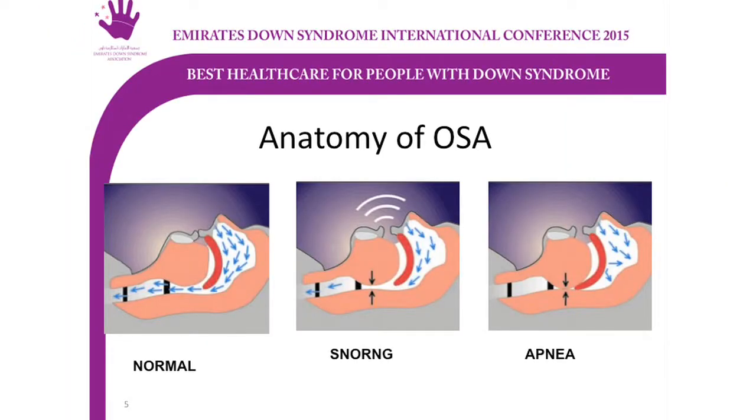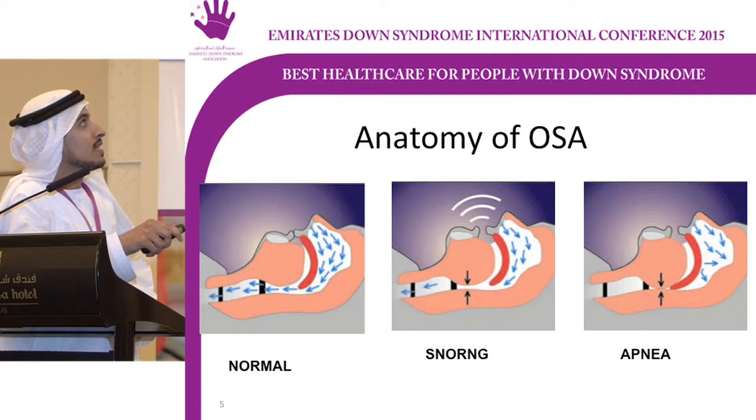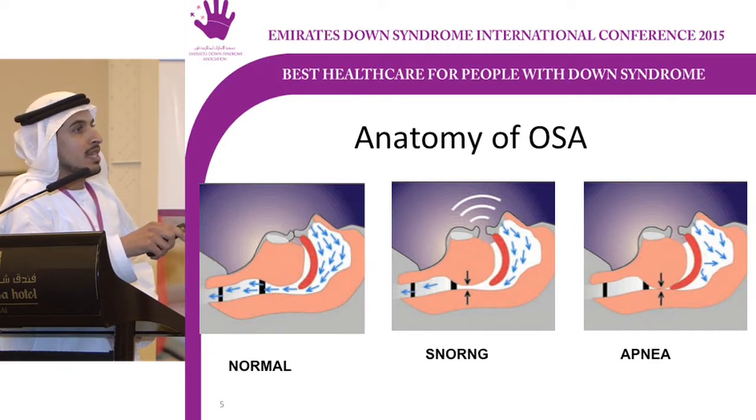So what is obstructive sleep apnea? This is someone who is sleeping with an open airway and normal breathing. This is someone who has snoring, a partial obstruction of the upper airway, and this is someone who has complete obstruction of the upper airway, and this is what we call apnea. So those who have obstructive sleep apnea have recurrent obstruction of the upper airway.